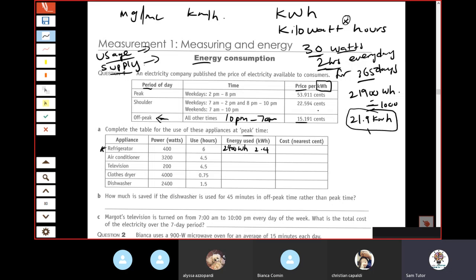Cost, look, it's really easy. I'm not even going to be bothered doing that. You guys just times it by 53.911 cents. Okay, we'll do a few more. We'll do this one here. 4,000 times 0.75 divided by 1,000 is 3 kilowatt hours. Just confirm that, and I'll do the last one. Okay. Everybody's happy with those answers, or those numbers? Yeah.